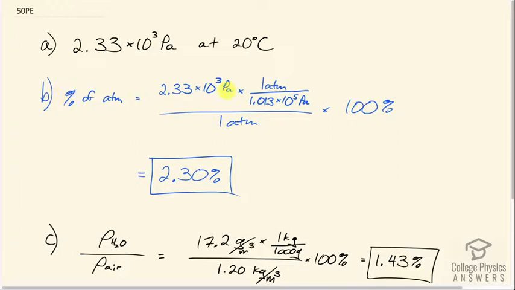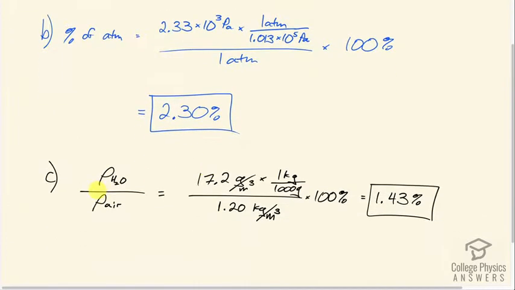So we convert that vapor pressure into atmospheres by dividing by 1.013 times 10 to the 5 pascals, and you know that's the pressure in units of atmospheres divided by one atmosphere times 100% is 2.30%.